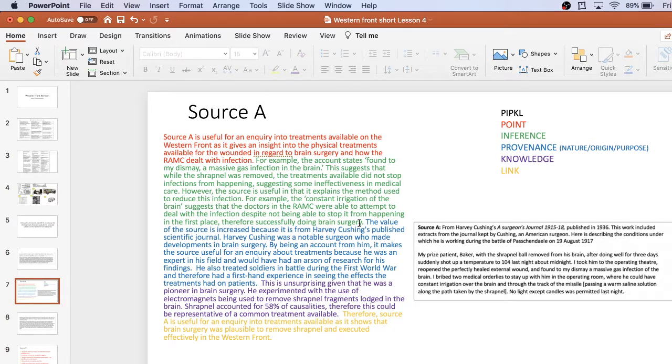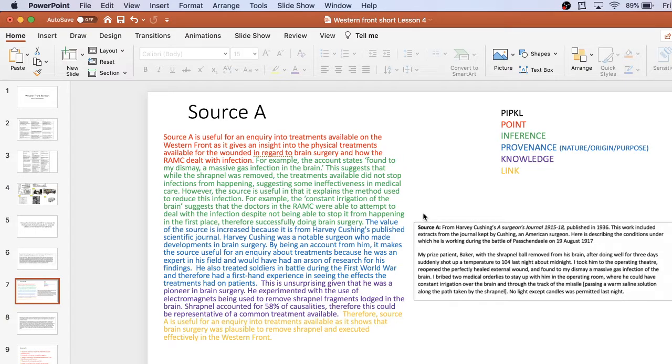brain surgery. The value of the source is increased, remember this is our provenance, because it's from Harvey Cushing's published scientific journal. Harvey Cushing was a notable surgeon who made developments in brain surgery. By being an account from him, it makes the source useful for an inquiry about treatments because he was an expert in his field and would have had an arsenal of research for his findings. He also treated soldiers in battle during the First World War and therefore had first-hand experience in seeing the effects the treatments had on patients.